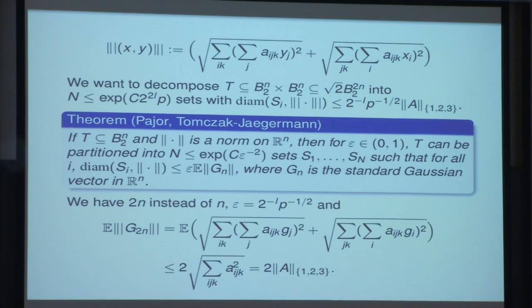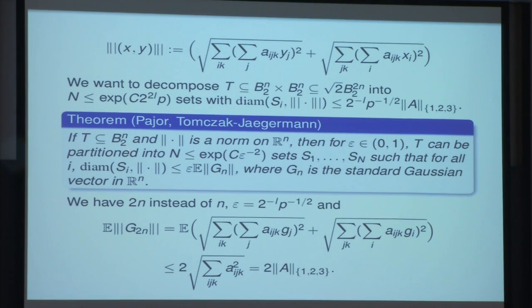So this is the theorem. It's not the original statement. It's the statement rewritten in a form convenient for us for the application here. So if we have a set T in the Euclidean ball. Please note that our set T has more dimensions, but it is contained in a multiple of this Euclidean ball, just by square root of 2, so independent of the dimension, so it doesn't matter.